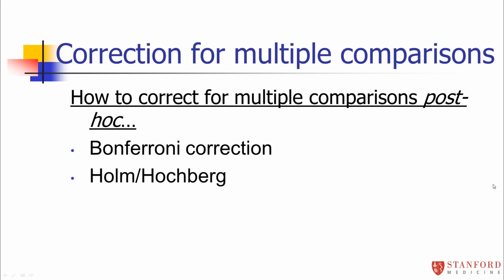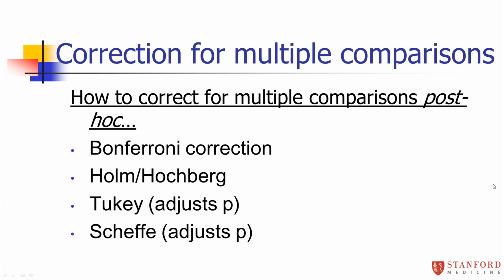There are other ways to adjust. There are modifications of the Bonferroni called the Holm and Hochberg, which are a little bit less conservative. There are other procedures for adjusting the p-values to reflect the number of multiple tests. Those are called Tukey and Scheffé. And again, usually you can just ask the computer to apply those various corrections if you want to go in and figure out exactly where the differences lie after doing a global ANOVA test.